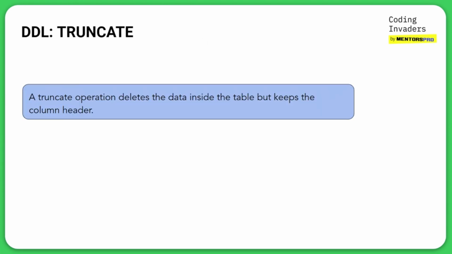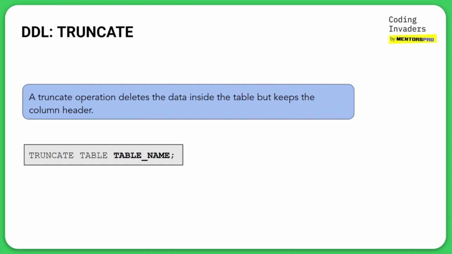Now let us see truncate. Truncate is used to delete values inside the table, not the entire table. Truncating the table means you're keeping the headers, you're keeping the empty skeleton of the table. This is the syntax for truncating the table. It is very simple. First, the statement we have truncate table, and then the table name.